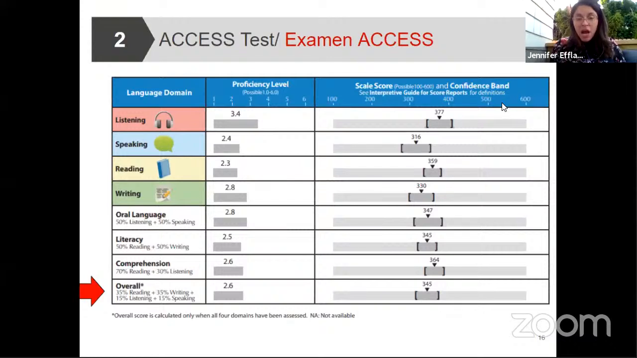Yeah, so at the top of the report, and this is just a sample, you'll see for your child what they received in listening, speaking, reading, and writing, and their scores, their proficiency levels for each one will be listed.